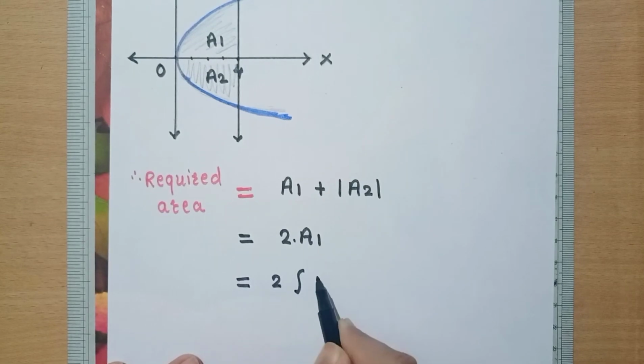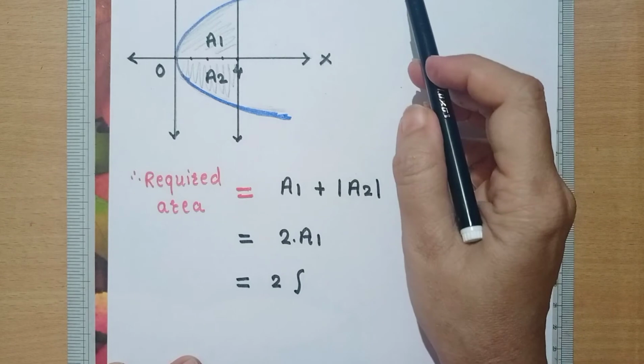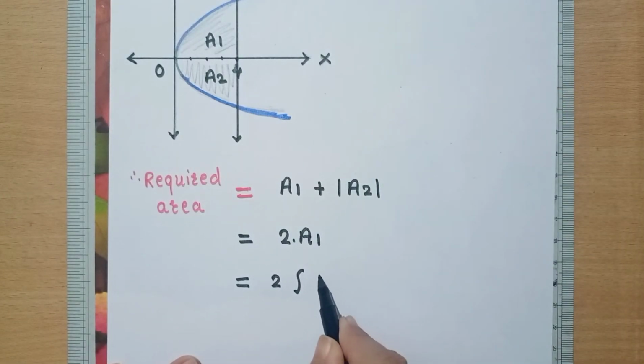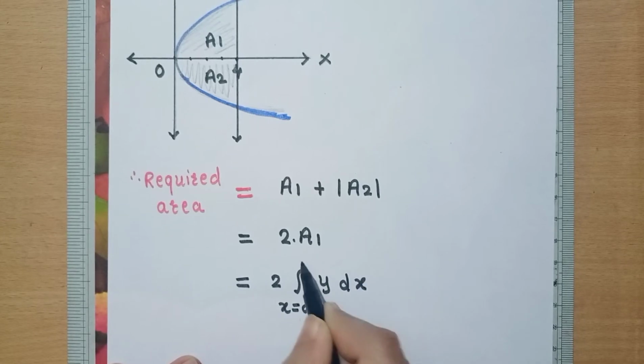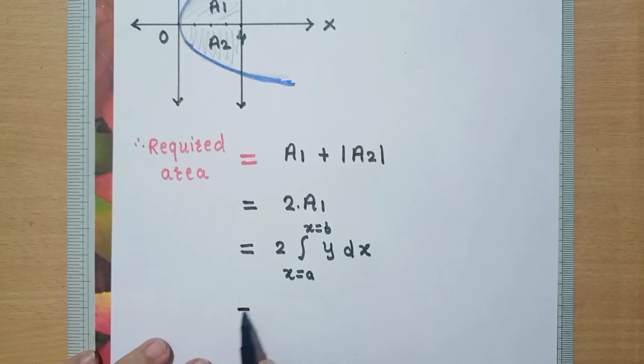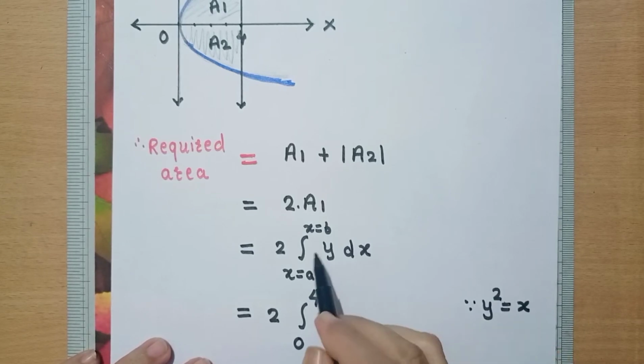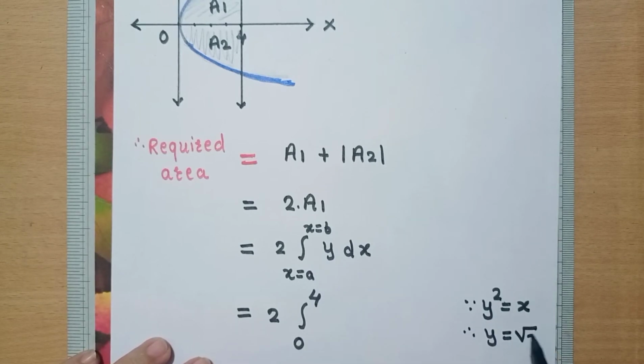We will write first our formula. Since we have limits on the x-axis, we will write here y dx from x is equal to a to x is equal to b, and again 2, and here the limits are 0 to 4, but our curve is y square is equal to x and we want simply y, so taking the square root on both sides, y is equal to root x.